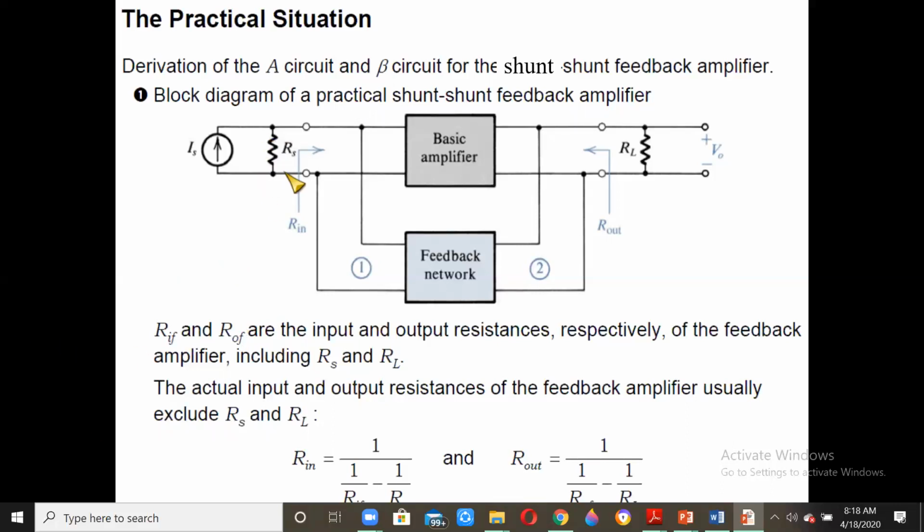The practical situation is where we take both RS and RL, and the feedback network is replaced by a better equivalent circuit.